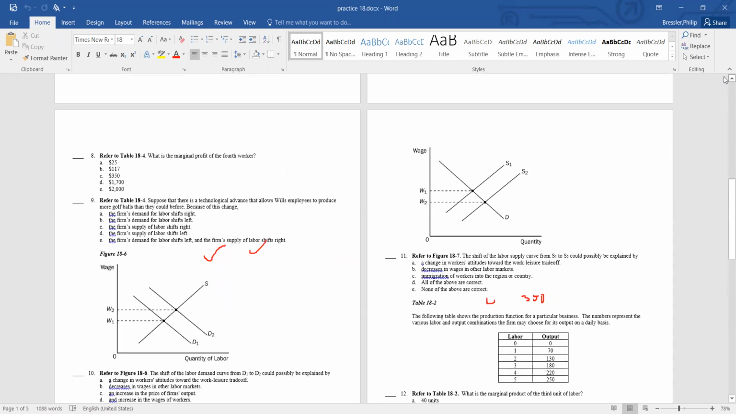All right, for 11, now we're going to get a supply shift. The shift of labor supply from S1, we're increasing, going from S1 to S2. A change in workers' attitude, yes, if people want less leisure, the supply of workers will increase. A decrease in wages from other markets, I talked to you about that with Baltimore City. And immigration of workers into the region, yes, that gives you more workers. So D as in Dogwood, all of the above.